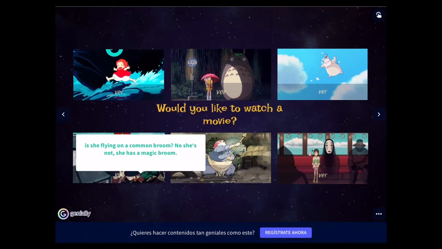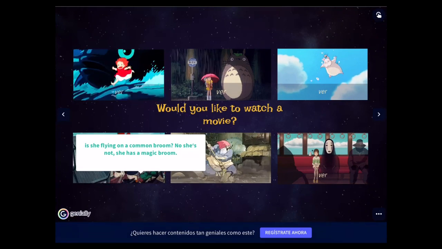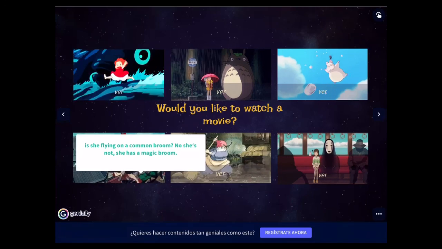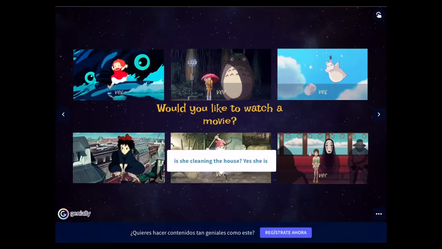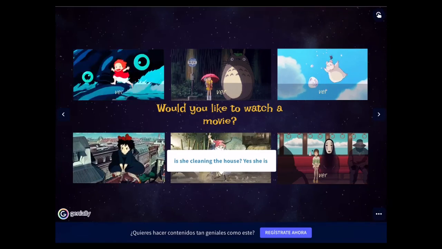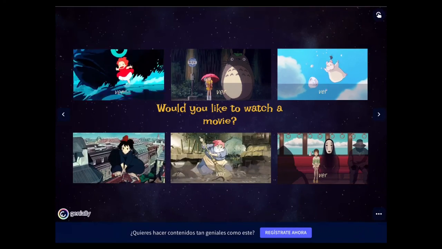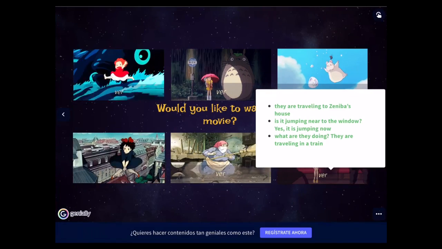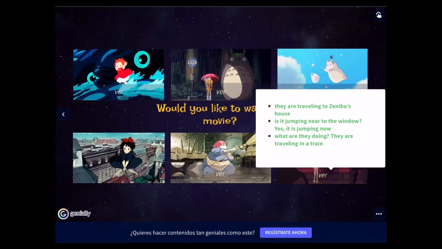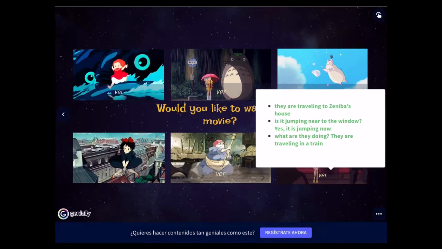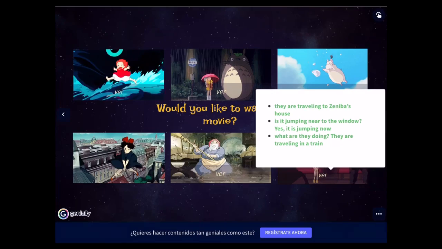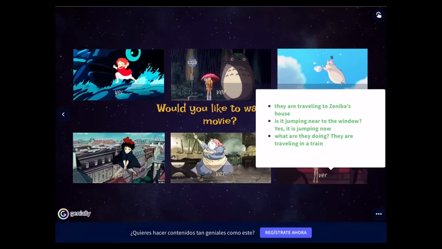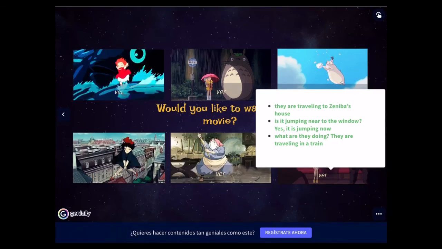Is she flying on a common broom? No, she's not. She has a magic broom. Other, is she cleaning the house? Yes, she is. And they are traveling to Sousuke's house. Is it jumping near the window? Yes, it is jumping now. Then, what are they doing? They are traveling in a train. Okay.